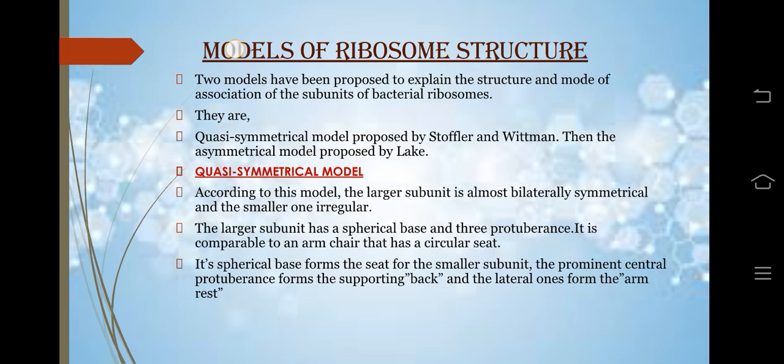The larger subunit has a spherical base and three protuberances. It is comparable to an armchair that has a circular seat. Its spherical base forms the seat for the smaller subunit. The prominent central protuberance forms the supporting back and the lateral ones form the armrests.